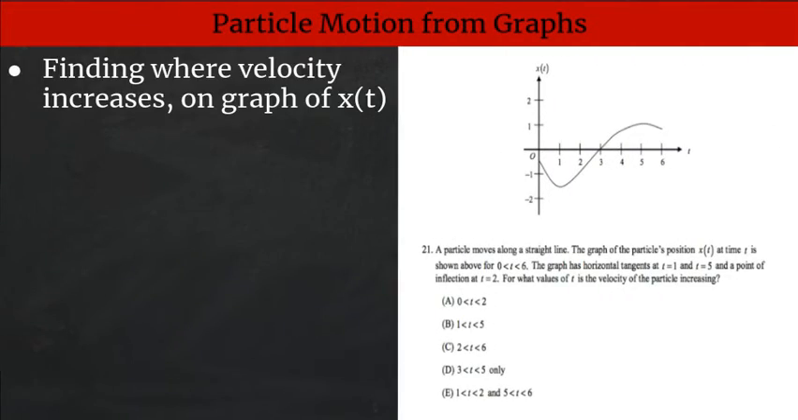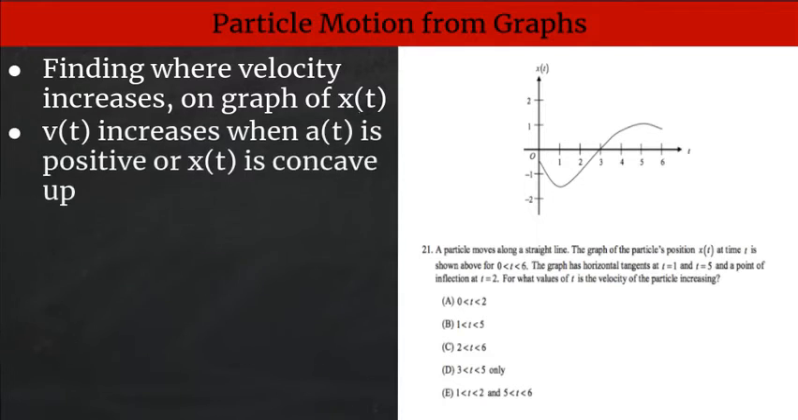Here's a multiple choice question. The directions say, a particle moves along a straight line. The graph of the particle's position, x of t, at time t is shown above from 0 to 6. The graph has horizontal tangents at t equals 1 and t equals 5 and a point of inflection at t equals 2. For what values of t is the velocity of the particle increasing? So it's asking for where the velocity increases on a graph of position.